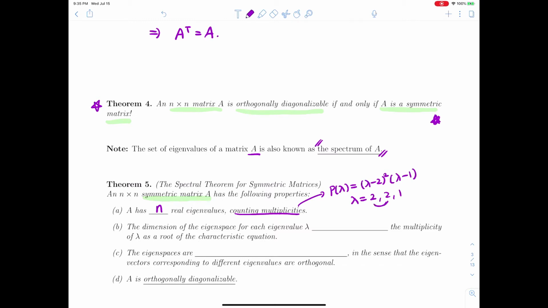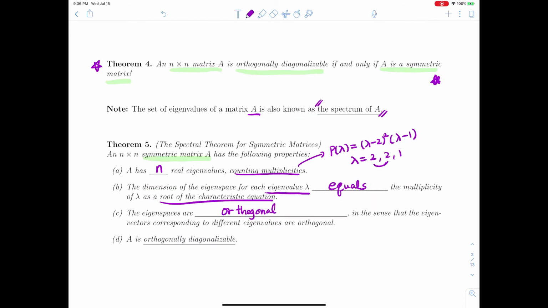Because A is diagonalizable, the dimension of the eigenspace for each eigenvalue equals the algebraic multiplicity of lambda as a root of the characteristic equation. And the eigenspaces are orthogonal. This means that if you take eigenvectors corresponding to different eigenvalues, then they should be orthogonal to each other. And lastly, the symmetric matrix is orthogonally diagonalizable.